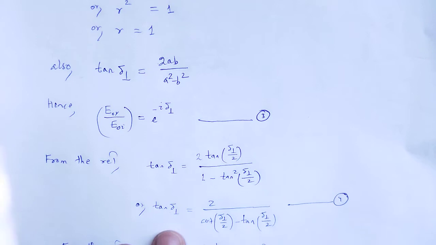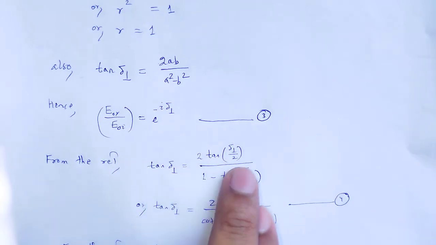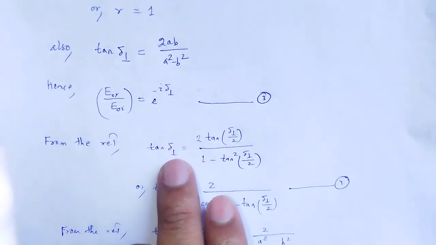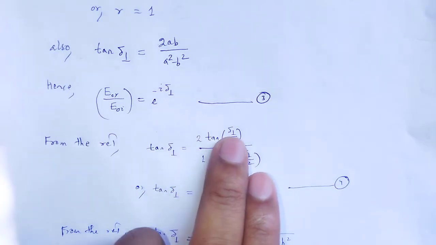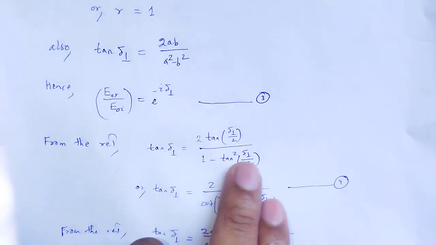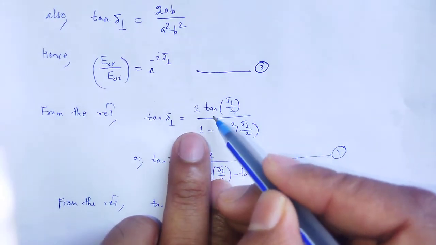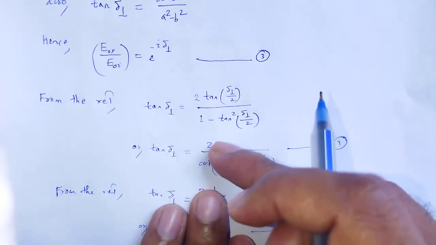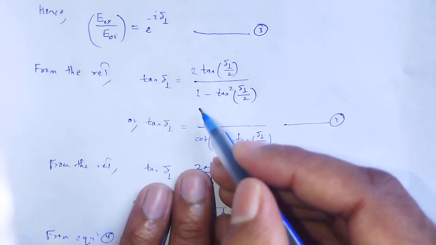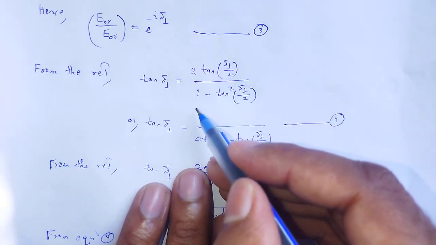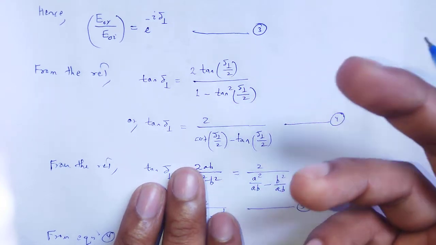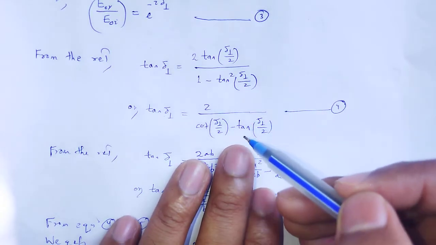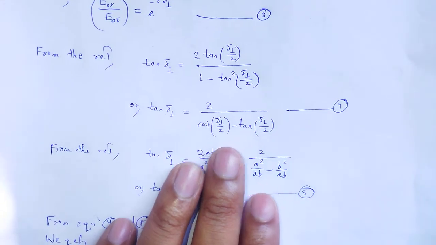Now, from the trigonometric relation, tan theta is 2 tan (theta by 2) divided by 1 minus tan square (theta by 2). Here, in place of theta, we substitute delta perpendicular. So, tan delta perpendicular is equal to 2 tan (delta perpendicular by 2) divided by 1 minus tan square (delta perpendicular by 2). Now dividing both numerator and denominator by tan (delta perpendicular by 2), in the numerator it will be 2 divided by 1 by tan (delta perpendicular by 2), and 1 by tan is cot. So, cot (delta perpendicular by 2) minus tan (delta perpendicular by 2).